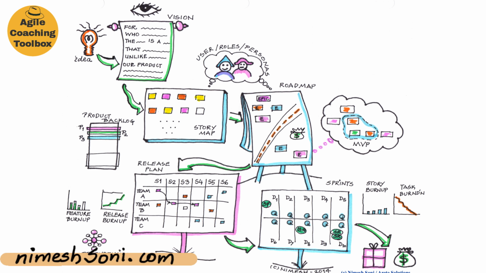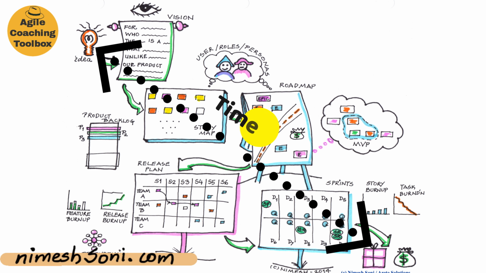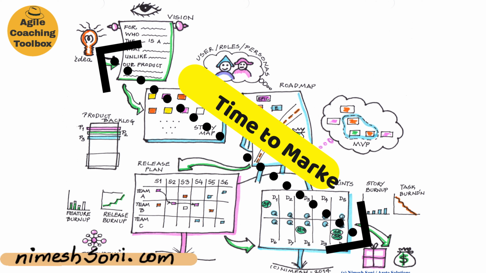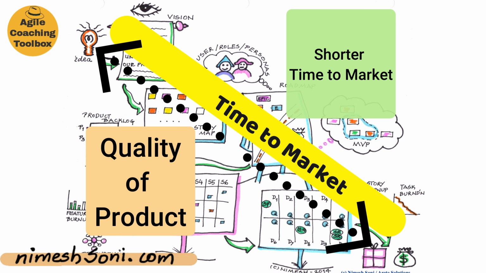There are different ways to track this time to market. Track time from idea to the release, as in initial idea, to release, as in product in the hands of the customer. It's worth noting that while a shorter time to market is desirable, it is also important to balance it with the quality of the product.